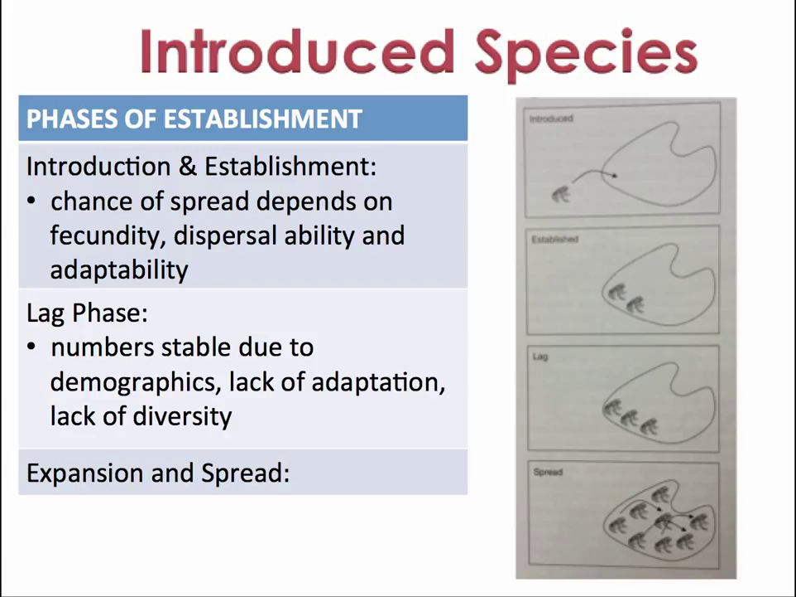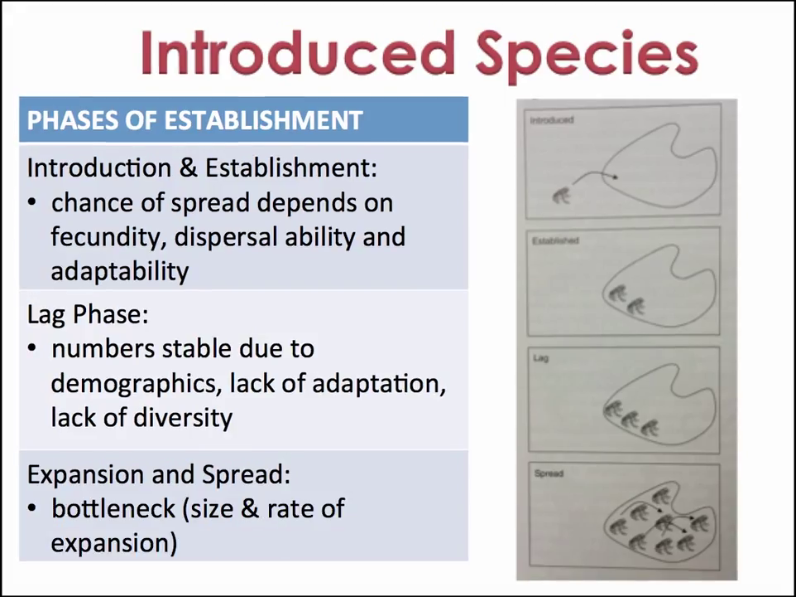And then the final phase is expansion and spread. This is where the species does end up spreading rapidly and becomes invasive. And this relates to genetics because of bottlenecks. When this population is introduced into a new area, generally you have a small number of founders, and so it goes through a bottleneck.